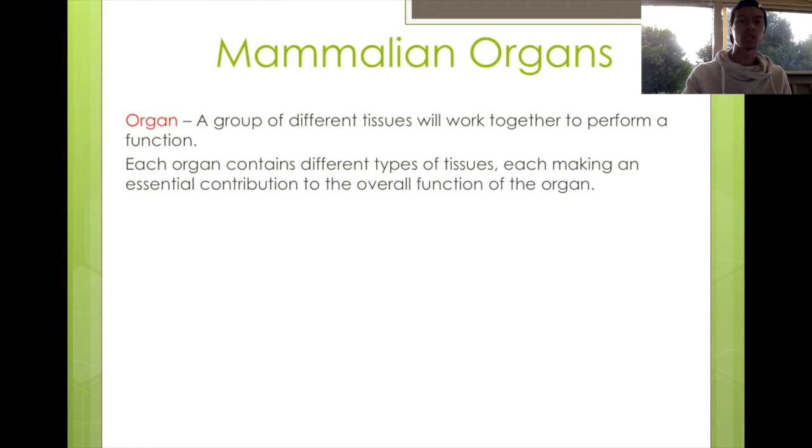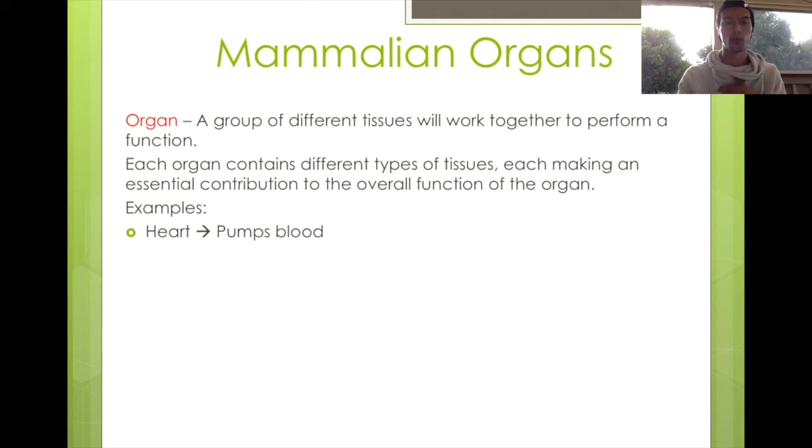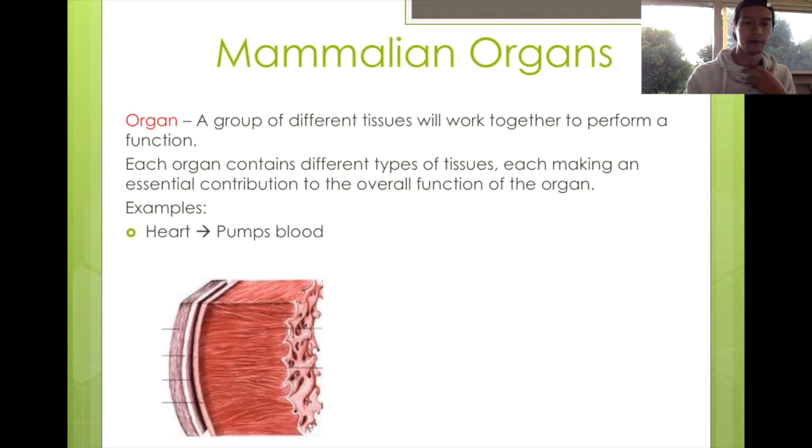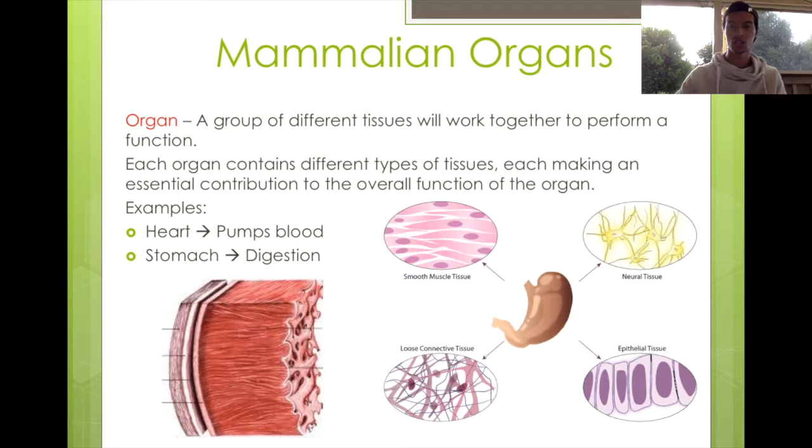Okay, each organ contains different types of tissue, each making an essential contribution to the overall function of the organ. So, for example, your heart performs the function of pumping blood, and you can see there that your heart muscles have to be really thick in order to do that. And you can see the epithelial tissue sitting on the outside there, and then also your muscle tissue on the inside there that allows you to pump your heart. And obviously the nervous tissue will be there as well, and that sends a signal for your heart to actually pump. Okay, your stomach for digestion, and once again, all of those examples there.